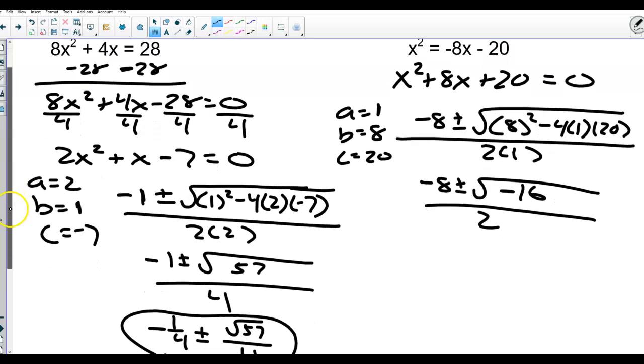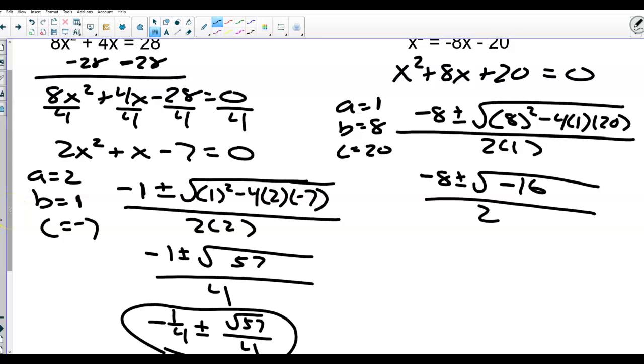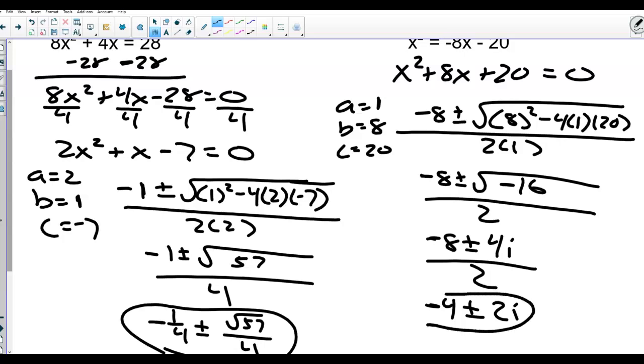Square root of negative 16 is an easy one. Square root of 16 is 4. So the square root of negative 16 is 4i. Negative 8 over 2 is negative 4. 4i over 2 is 2i. And there's our answer, negative 4 plus or minus 2i.